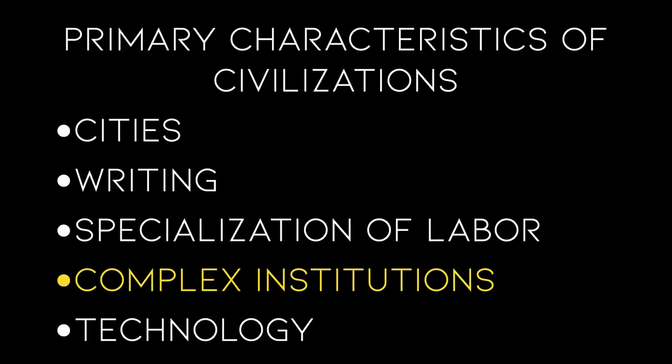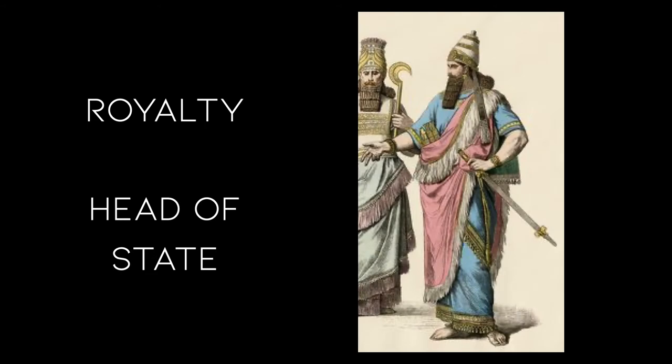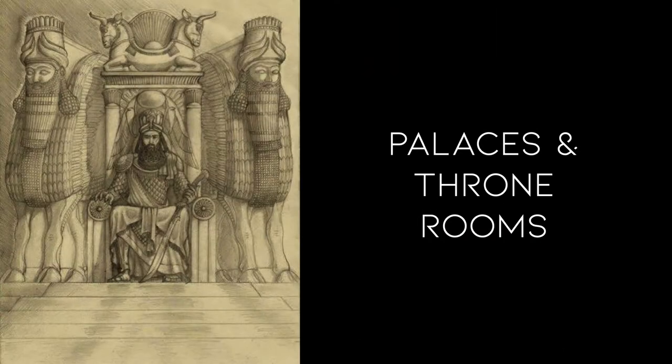Now, a fourth key characteristic of the development of civilizations was the development of complex institutions. The first one, of course, would be the royalty, or the development of the state and the royalty that heads up that state, kings and princes and that kind of thing. Of course, the king needs a palace. He needs a throne room, and this is the place where the king conducted his affairs of the state. He met with foreign dignitaries and kingdom officials.